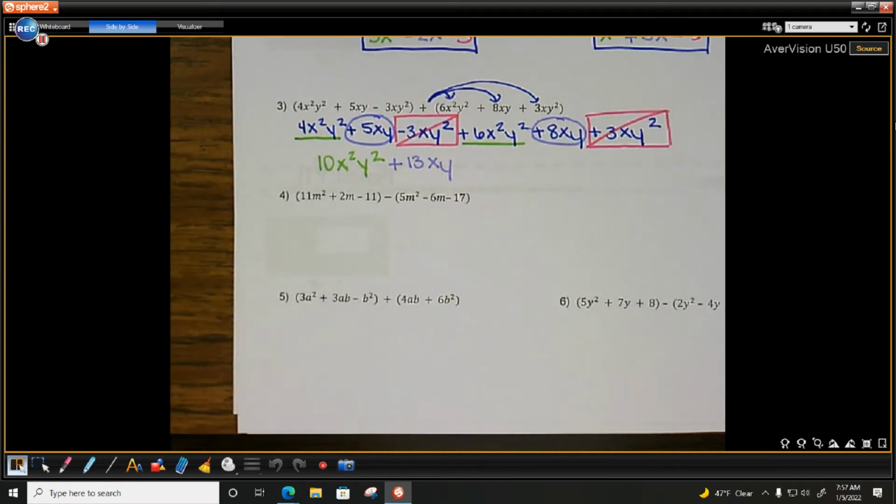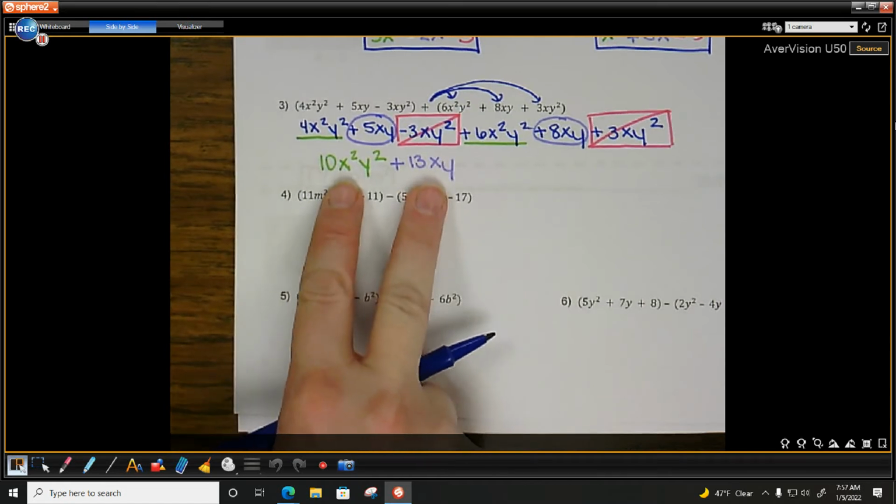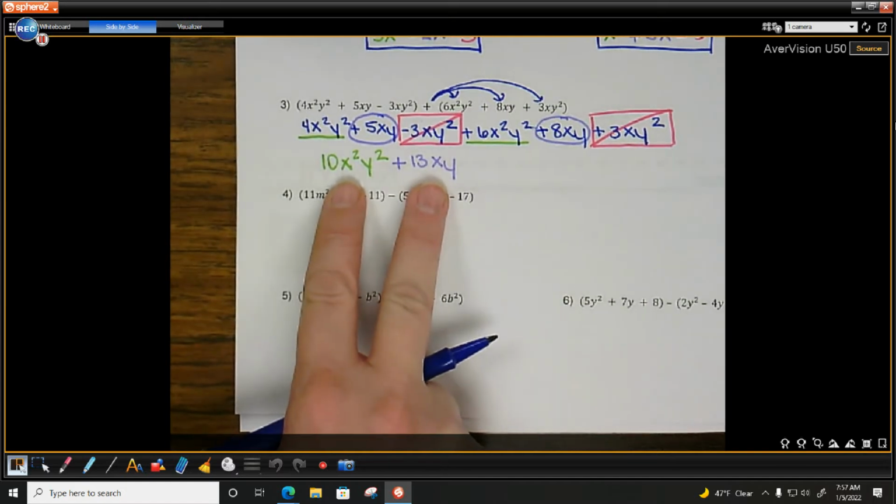Are these like terms? They both have an x and both have a y. They don't have the same exponents. Remember, there's 2 requirements, same variable and same variable's exponents. So we're done.